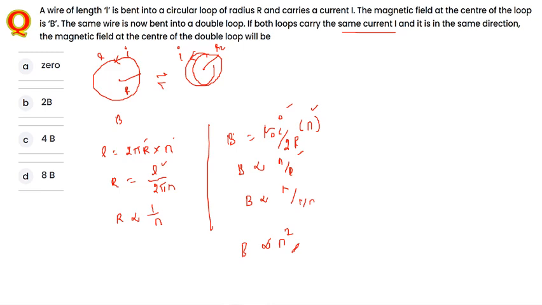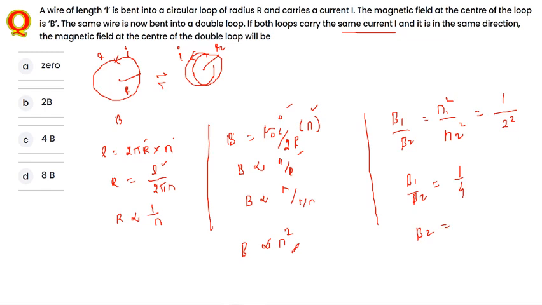We have already seen this in the previous session's problem. So B is proportional to N square. B1 by B2 equals N1 square divided by N2 square. N1 is 1, N2 is 2, so B1 divided by B2 is equal to 1 by 4, or B2 is equal to 4 B1. B1 is given as B, so we have 4 into B. So the answer in this case will be 4B.